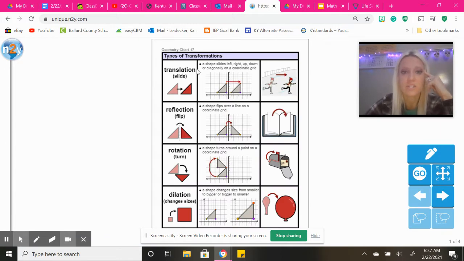So a translation is a slide, meaning it goes from one place to another on the grid. Nothing changes about the shape, it just moves. Now, a reflection is when you flip. So from here to here is going to be a flip, just like it showed in that book, that it's a reflection. And then a rotation is just going to be a turn in either direction, like the flag on a mailbox. And then the dilation is a change in size. So from big to small or small to big.